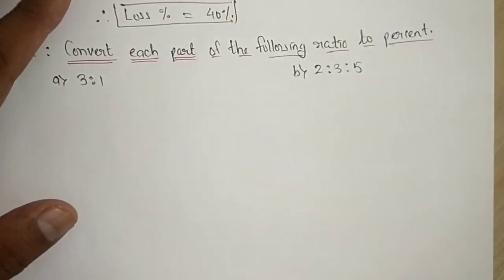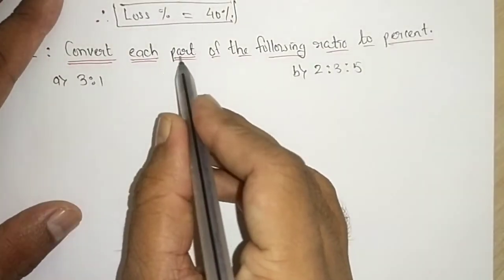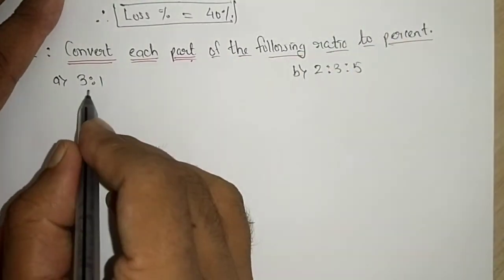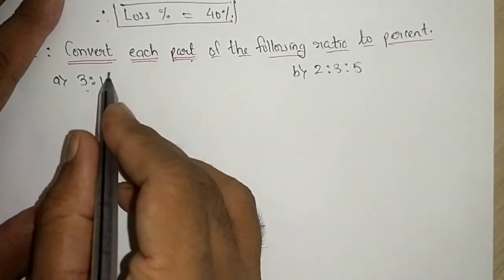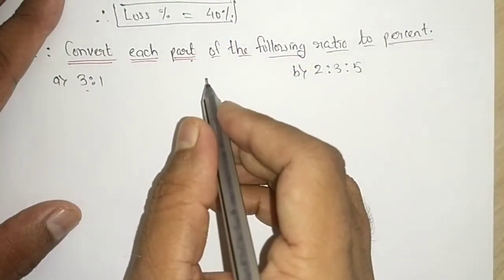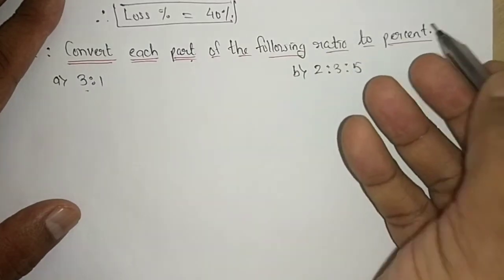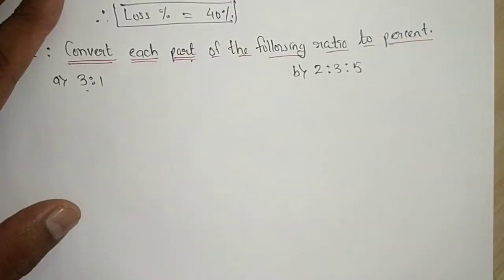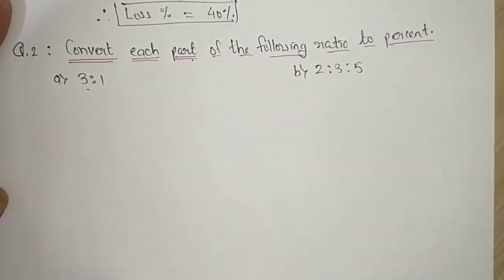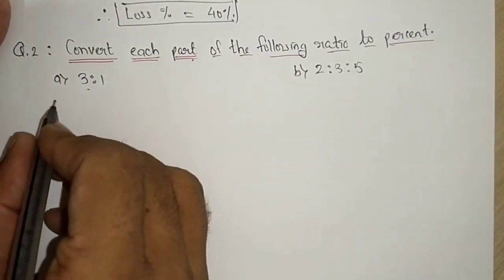But here if you see properly, this is not the ratio to percentage. They are telling us to convert each part of the ratio, not the ratio, each part, that is 3 parts out of how many parts? 3 plus 1, 4 parts. We have to convert that part into the percentage, not the ratio into percentage. So don't get confused. So how to solve this? We will write like this.